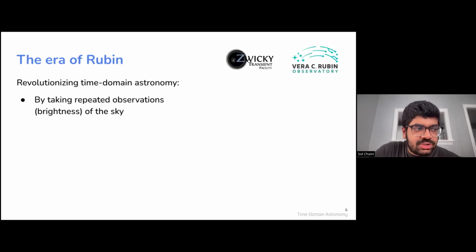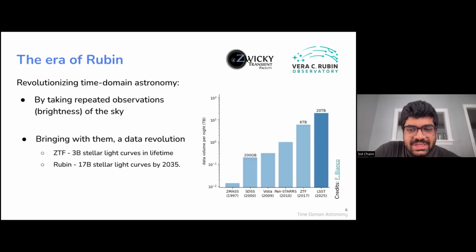And Rubin is almost here. The era of Rubin can be thought of as a revolution for time domain astronomy. This has mostly been driven by newer surveys, which take repeated observations of the sky, which has mostly been driven by advanced data storage and the advent of CCDs. Over here, for example, I have a plot which shows how the data volume collected per night has changed over the past 2 decades for different surveys.